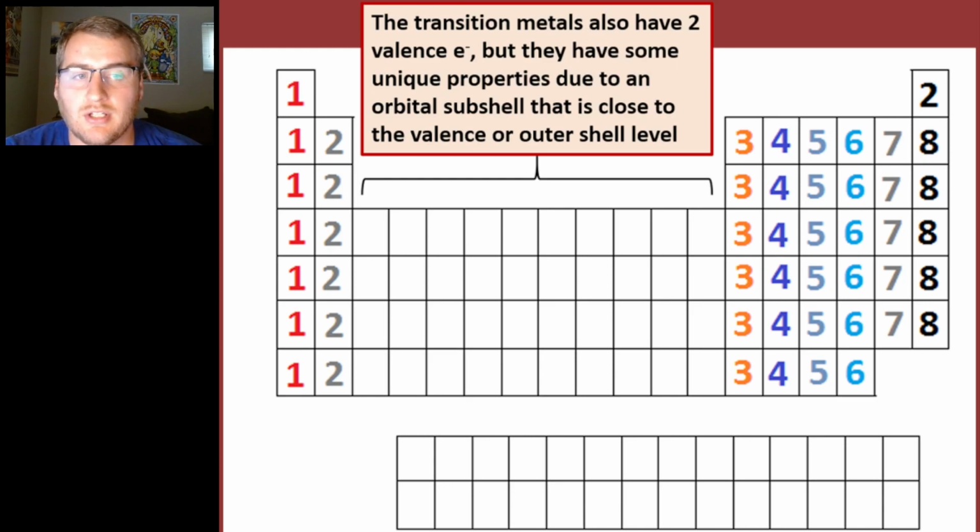You can just quickly look at aluminum, for example, which is here, and sulfur, which is here. So I wouldn't even need to write its configuration. I could just look at its spot on the table and figure out how many valence electrons it has that way.